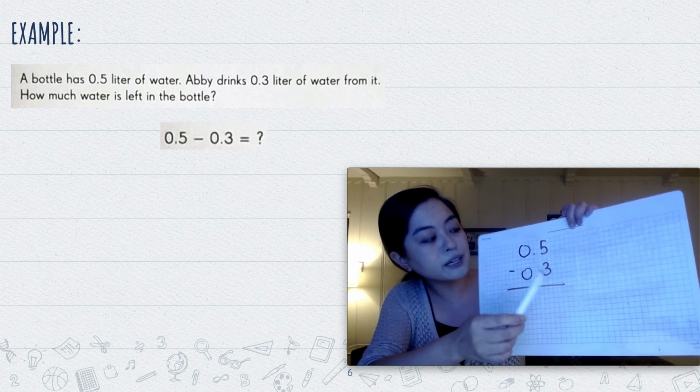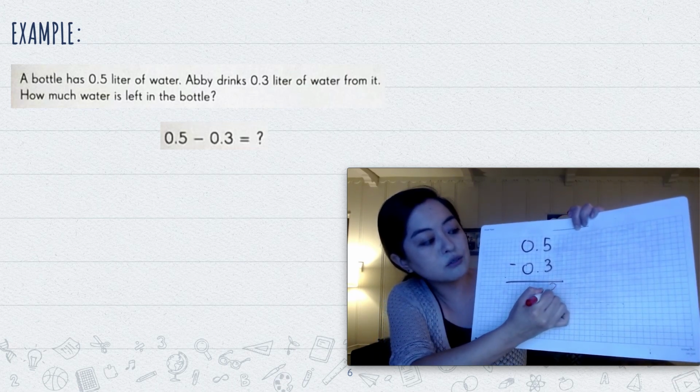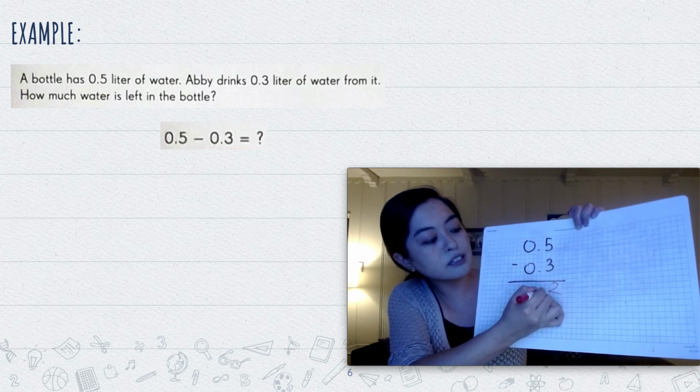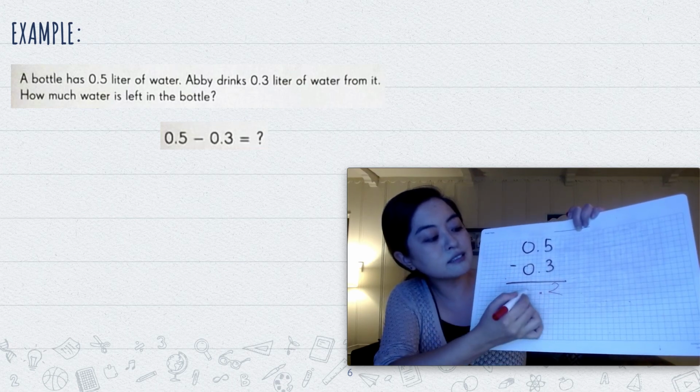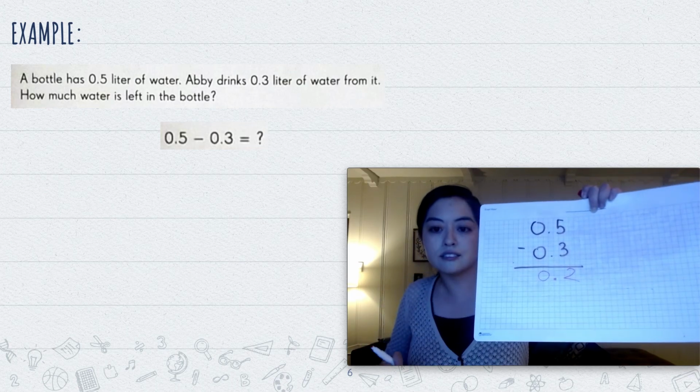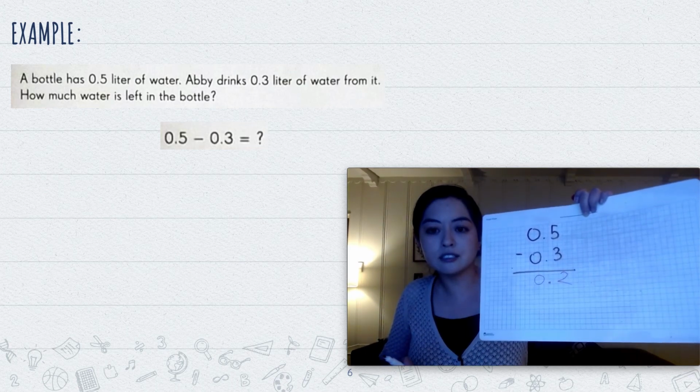So 5/10 minus 3/10 is 2/10. And then drop the decimal. 0 ones minus 0 ones is 0 ones. So your answer is 0.2.